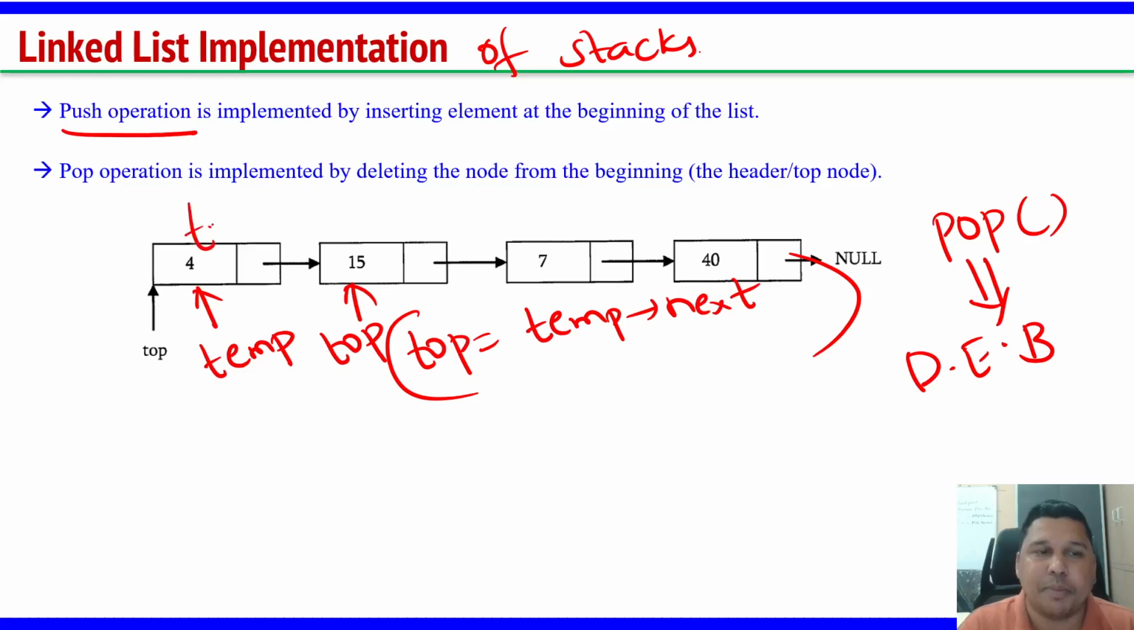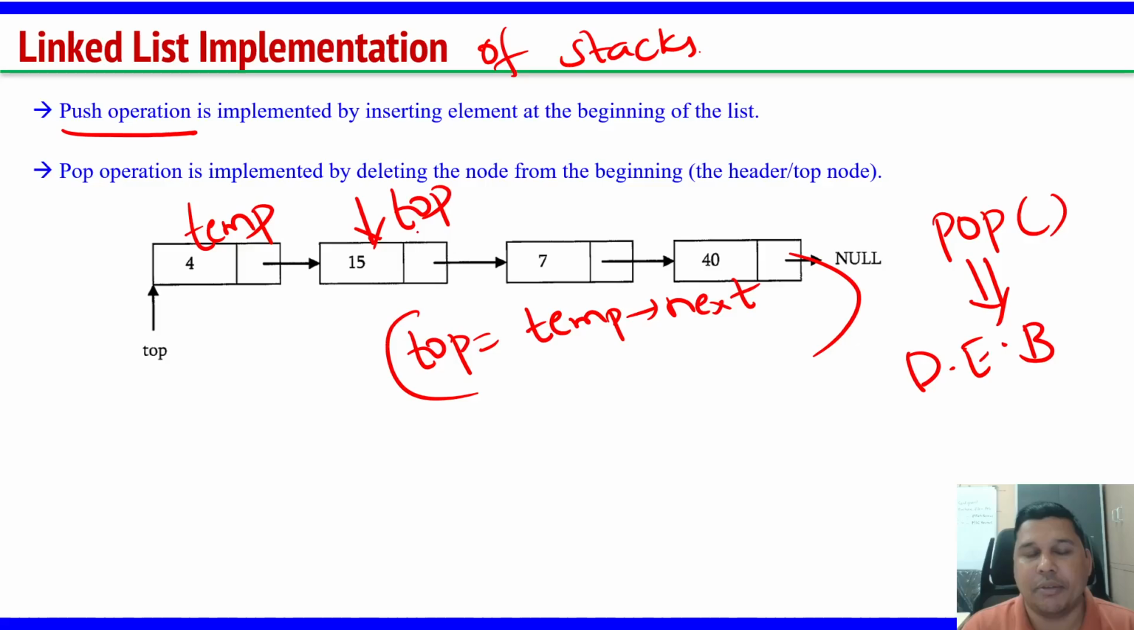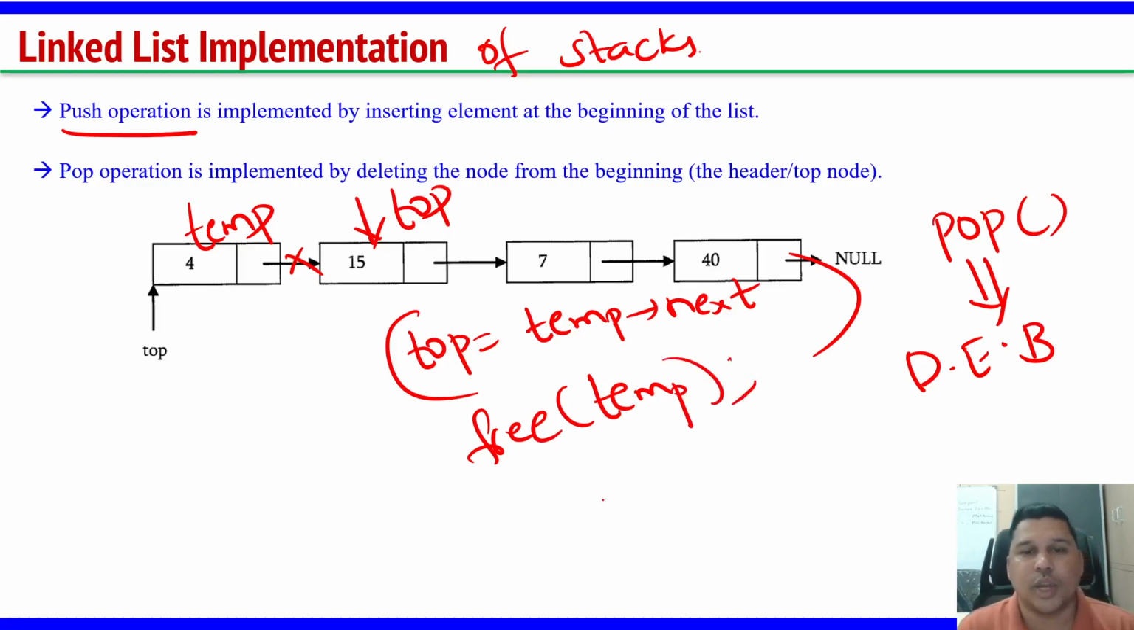So this is my temp, right. I am just moving my top to the temp next, meaning here I am making this as my top variable. After that, that's it. If you want, you can put temp next equal to null, so that this relation is broken, or otherwise without even this you can simply write free of temp. That's it. So again 2 statements, very simplest implementation.